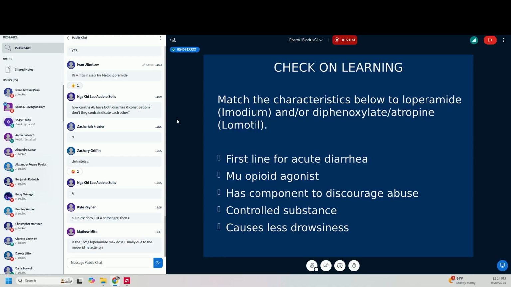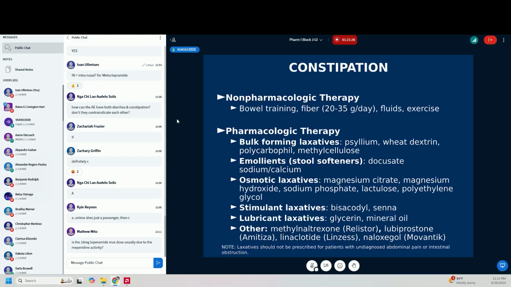All right, let's move on to our constipation. So when we're looking at constipation, we have several different options. We have our non-Pharm, where we're going to tell them, hey, have some fiber. We do have fiber in the pharmacy. If you order it, that does depend on the formulary at the time.